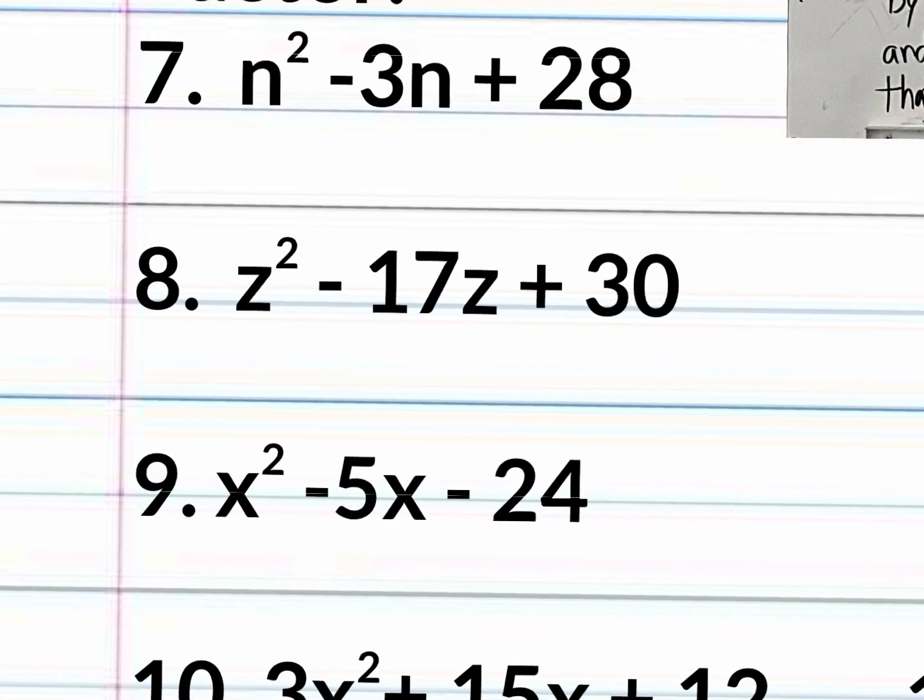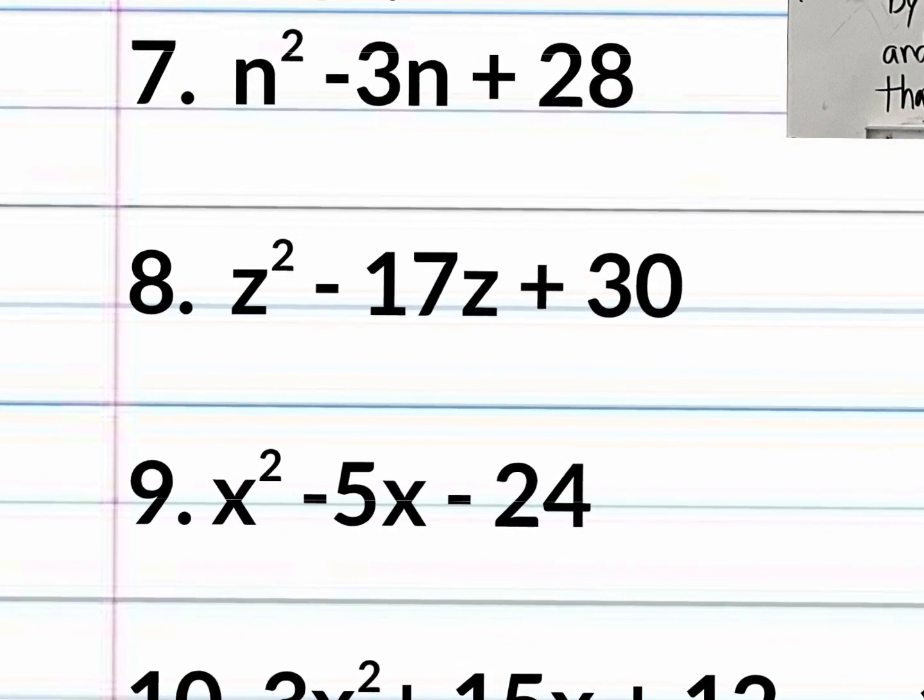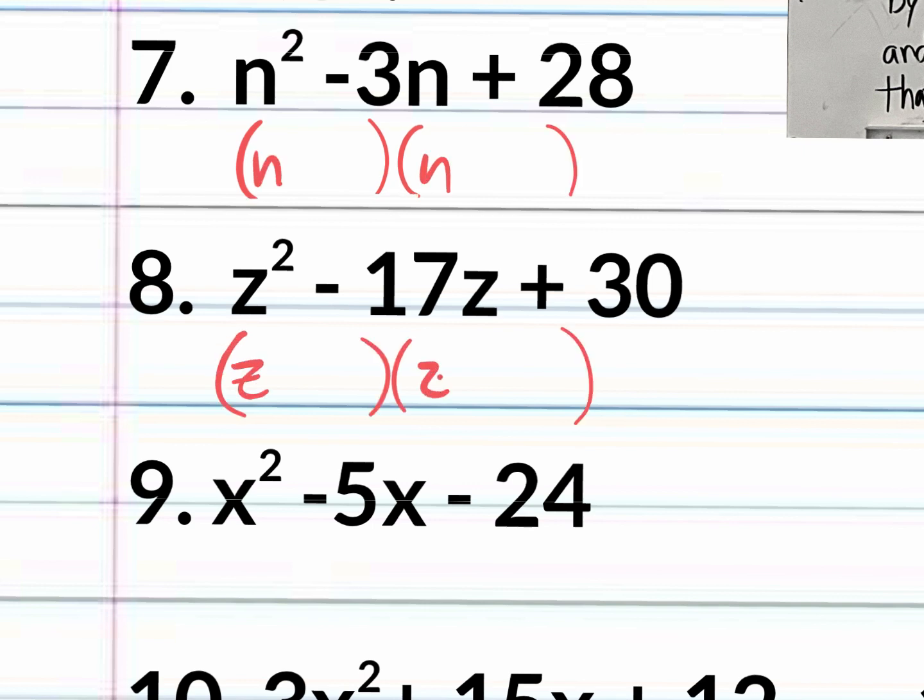So what does that mean? That means that all of these I'll be able to set up like this: parenthesis, n, parenthesis, z, parenthesis, x, right? Why, you might ask? Well, because x times x is x squared. Well, because z times z is z squared. Because n times n is n squared. That's why we're able to set this up.